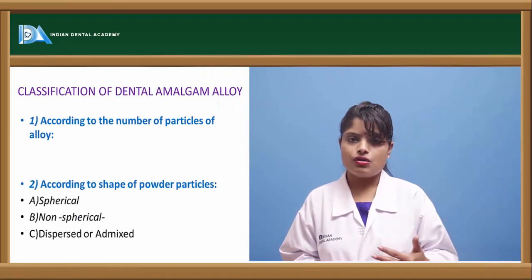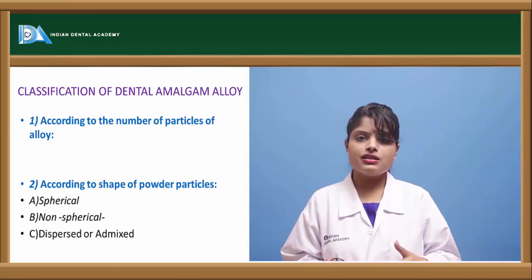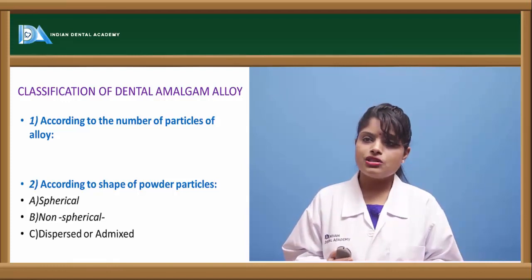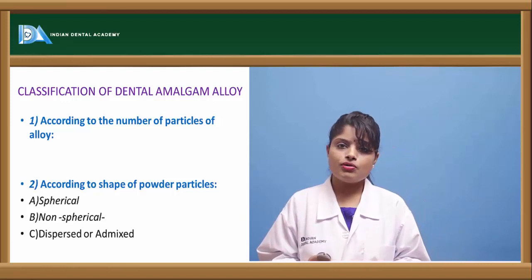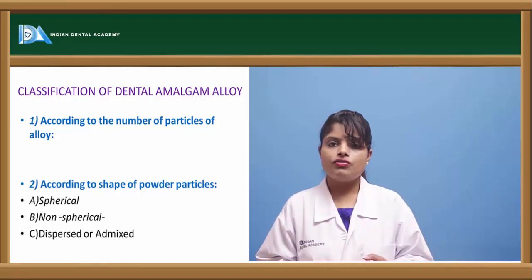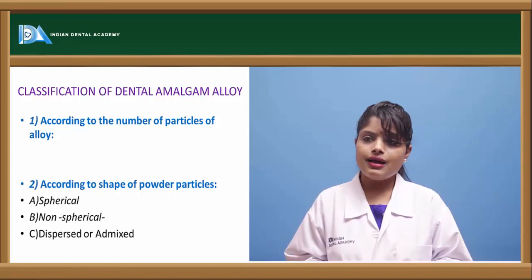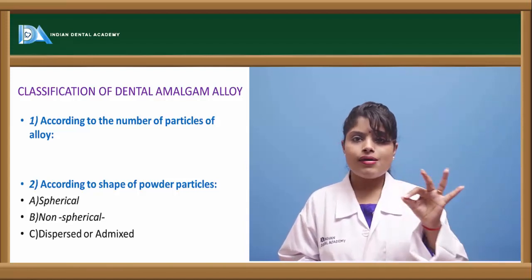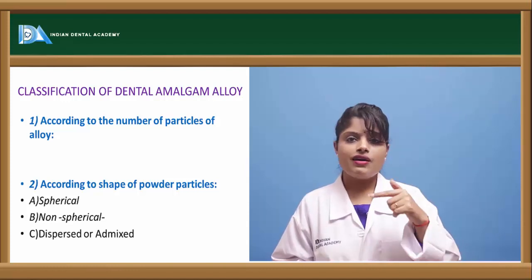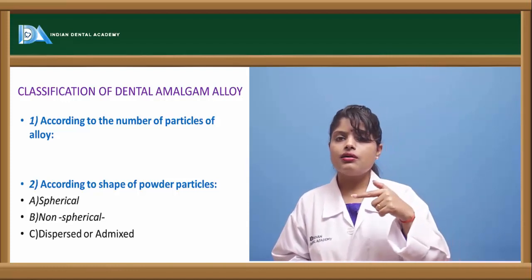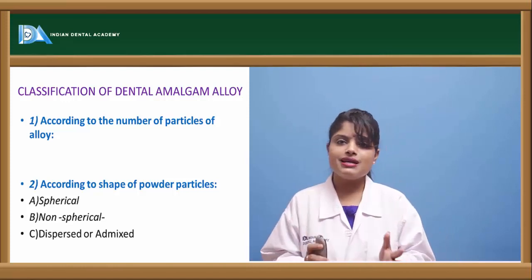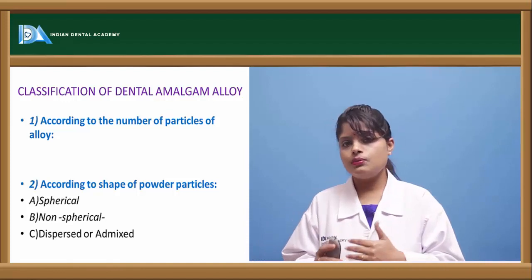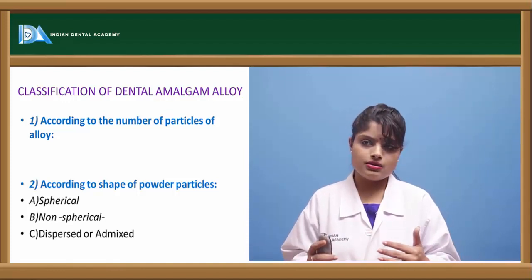Dental amalgam can be classified as unicomposition, bicomposition or tricomposition according to the number of metals. According to the shape of the particles, they can be either lathe cut, that is, pointed type particles, or spherical, which are spherical type particles, and admixed, which have both the lathe cut and spherical particles and the properties of both.